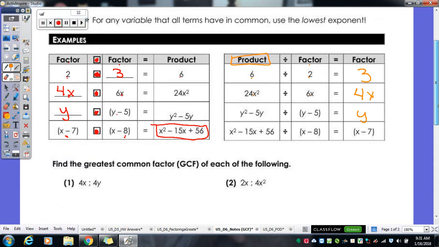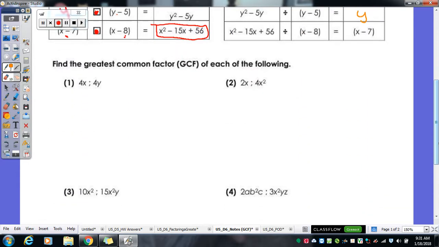So let's practice first trying to find the greatest common factor. For number 1, what is the largest number that would go into 4x and 4y? 4. And then do they have any letters in common? No. So our GCF would just be 4 for this one.